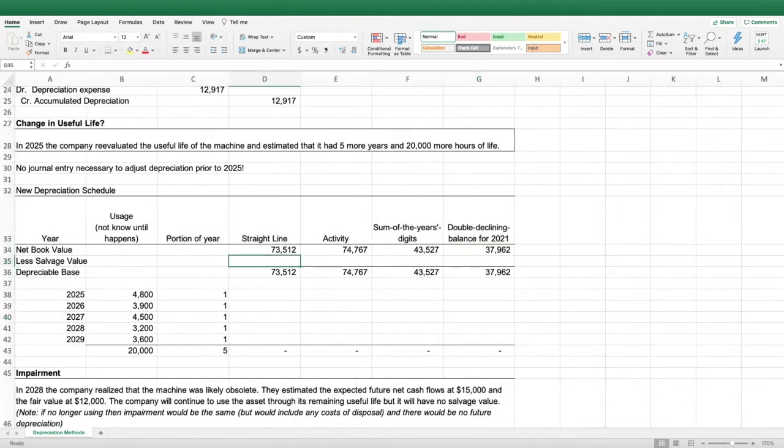Okay, now our salvage value. Our salvage value has not changed, so it's still going to be $20,000. So our salvage value is $20,000, which gives us our depreciable base that would be calculated under each one of these methods.